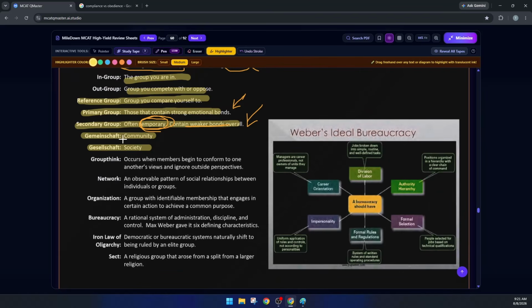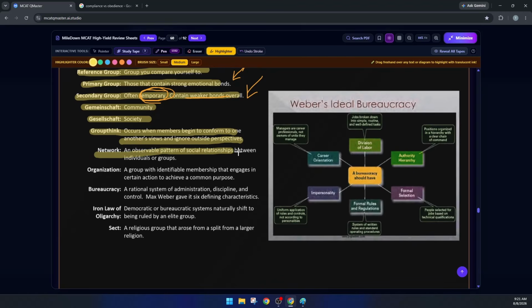Gemeinschaft and Gesellschaft, literally, these are definition terms to just memorize. Groupthink occurs when members begin to conform to another's views and ignore outside perspectives. Network is an observable pattern between individuals or groups. Organization, you can read this definition, is a group with identifiable membership that engages in certain action to achieve a common purpose. So organizations are all around us, basically companies almost.